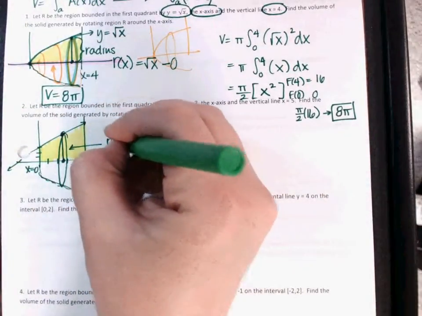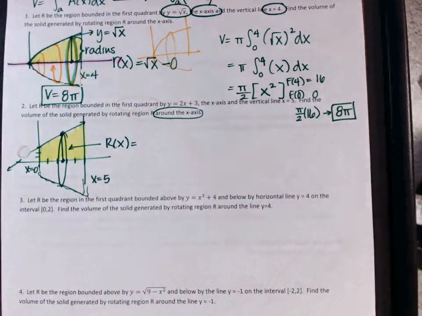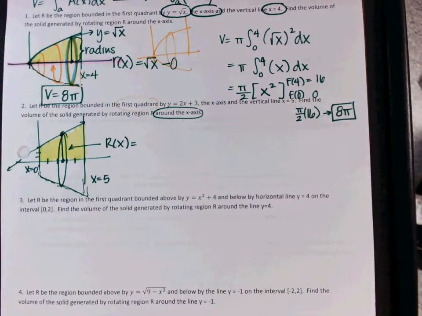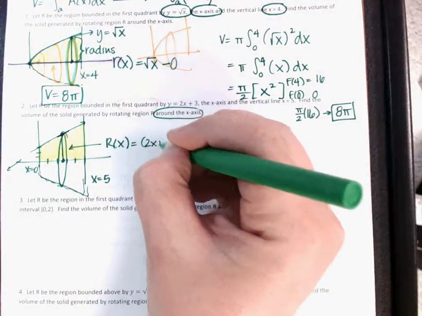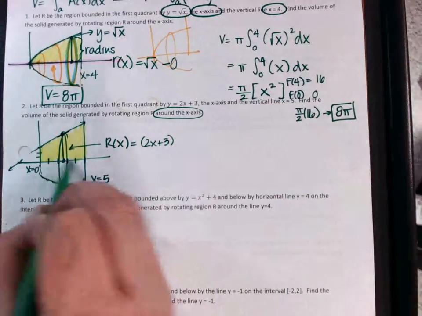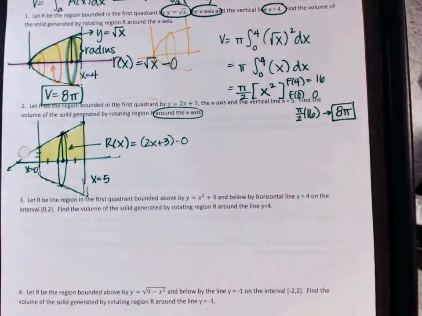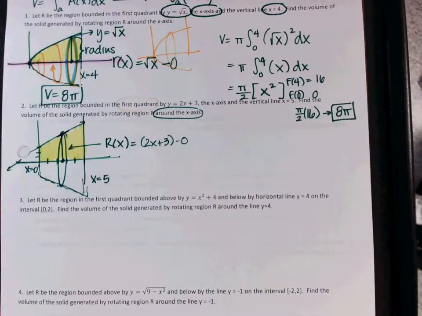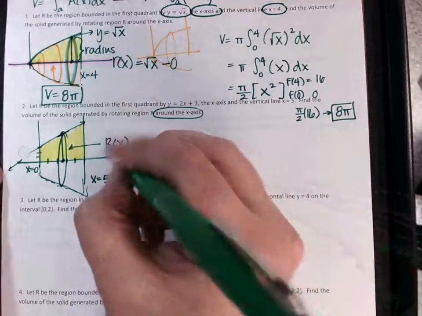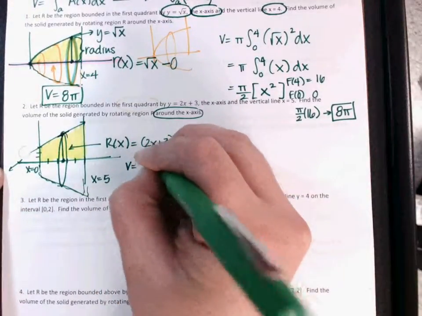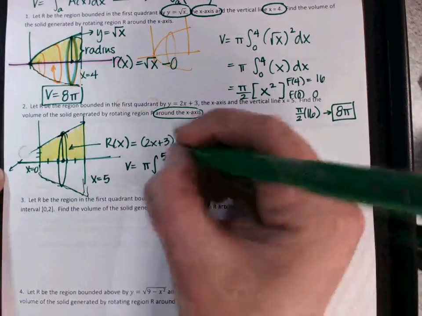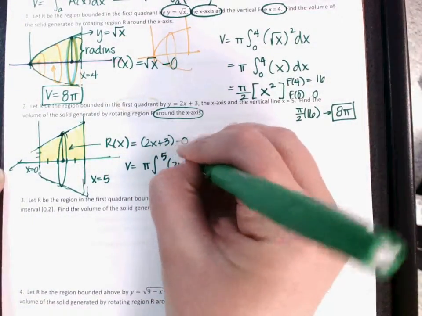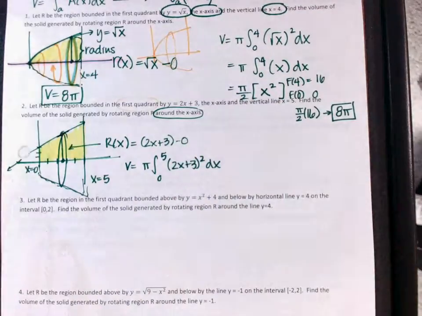Okay, r of x equals top minus bottom. What is the top of my radius touching? 2x plus 3. What is the bottom of my radius touching? 0. And then obviously keep in mind, if it's the x-axis you're rotating around, you don't have to put the 0 if you don't want to. Okay, then from there, volume equals pi integral 0 to 5, because those are my border points. And then my r is 2x plus 3 squared dx.